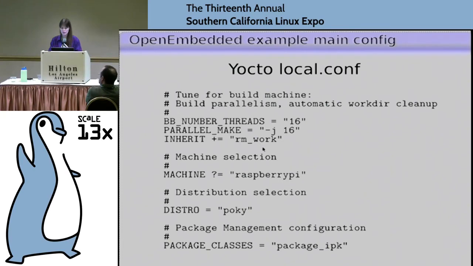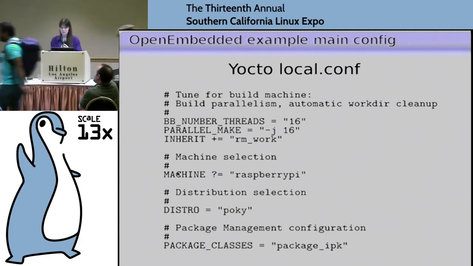This one right here, this inherit rm_work, is basically a space saver on your development machine. Some people like to enable this. If you have just oodles of storage and you don't care about using it for builds, you would probably want to leave this out because it's kind of convenient to be able to go back and see the work that was done in all your builds.